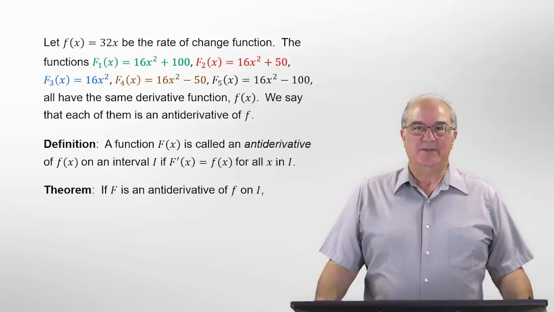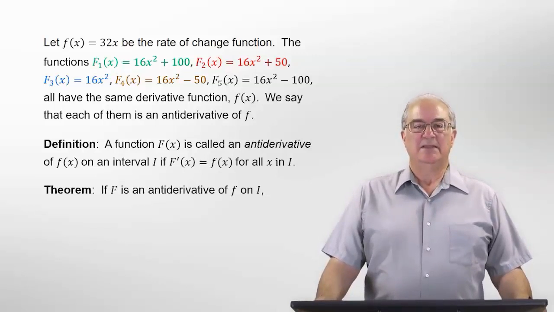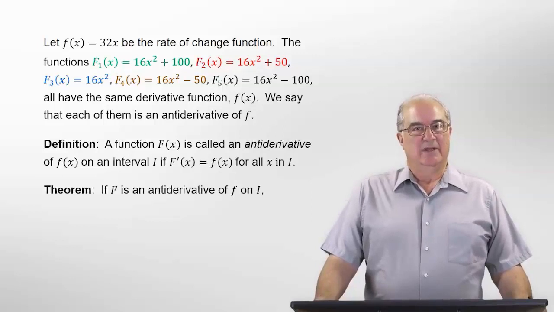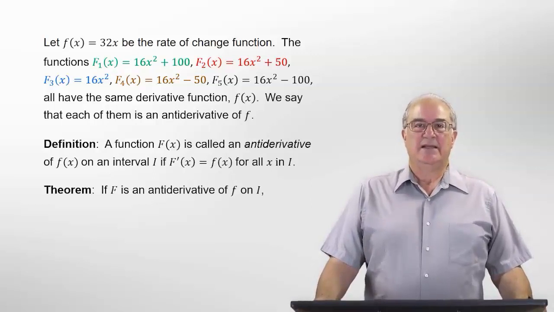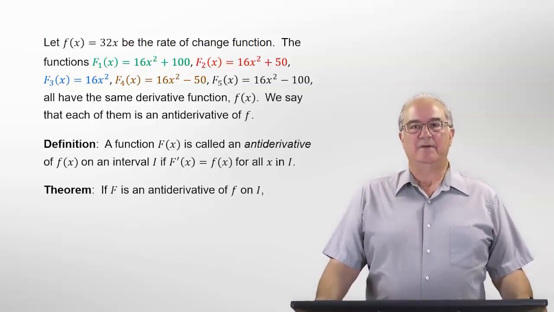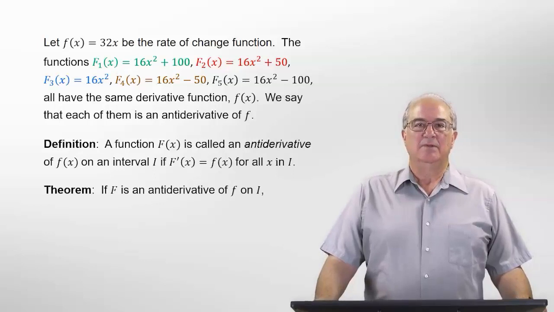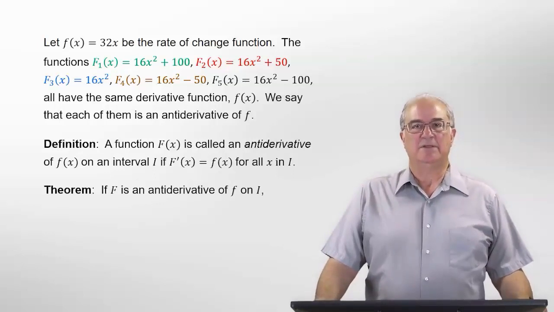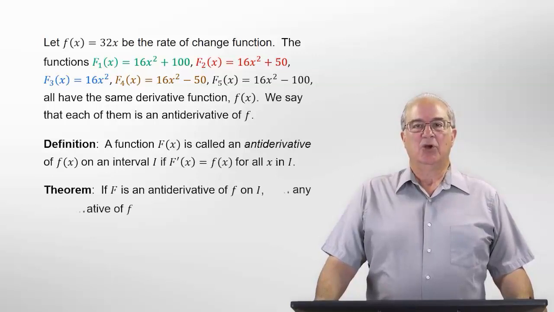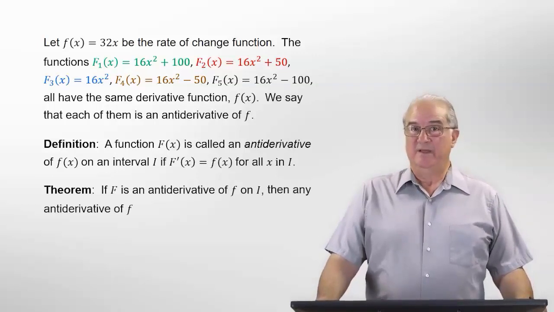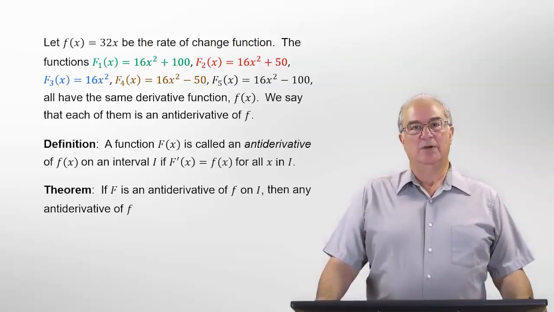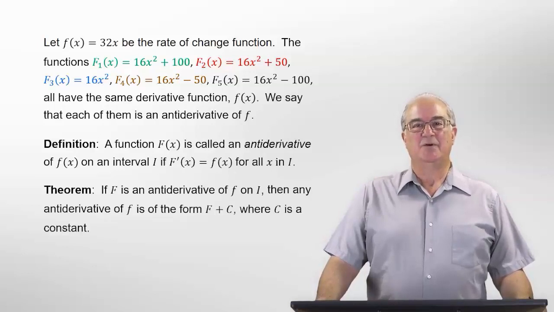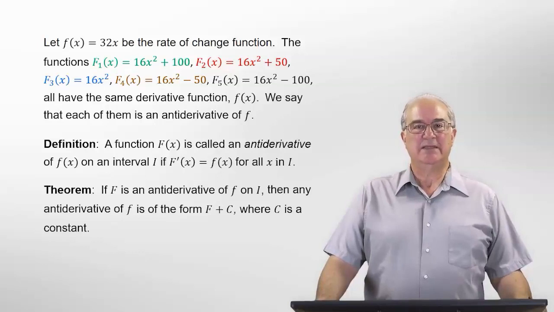There's a very important result concerning antiderivatives. It is stated here; we are not going to prove it, but it is important to understand it. It says that if you have some antiderivative capital F for a function lowercase f on an interval I, and then you want to think of other antiderivatives of little f, they are all going to be of a very simple form, namely, any antiderivative of lowercase f is going to be of the form capital F plus c, where c is some constant.